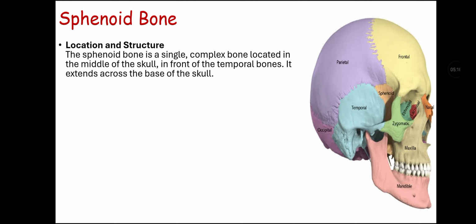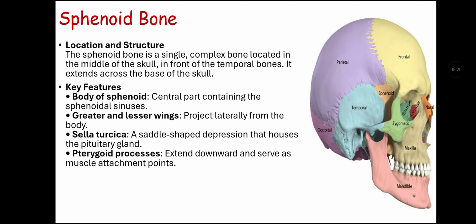Location and structure of the sphenoid bone. The sphenoid bone is a single complex bone located in the middle of the skull, in front of the temporal bone, and extends across the base of the skull.